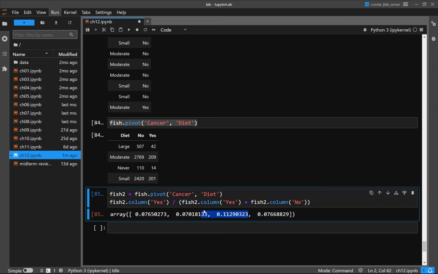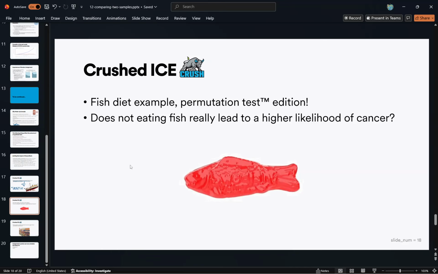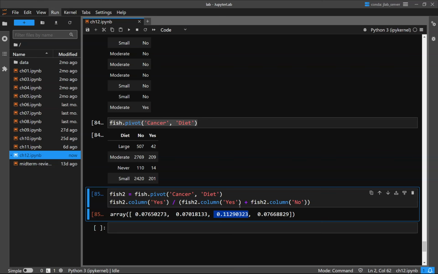And so the never fish eaters, they look to have a bit more cancer more often. Okay? And so that's the number. That's our real life number, our 11.3-ish% of getting cancer. Our question is, was that a fluke, right? Was it really just chance? Does not eating fish really lead to that 11.3%? Does it really lead to a higher likelihood of getting cancer? And so that's our question right now.